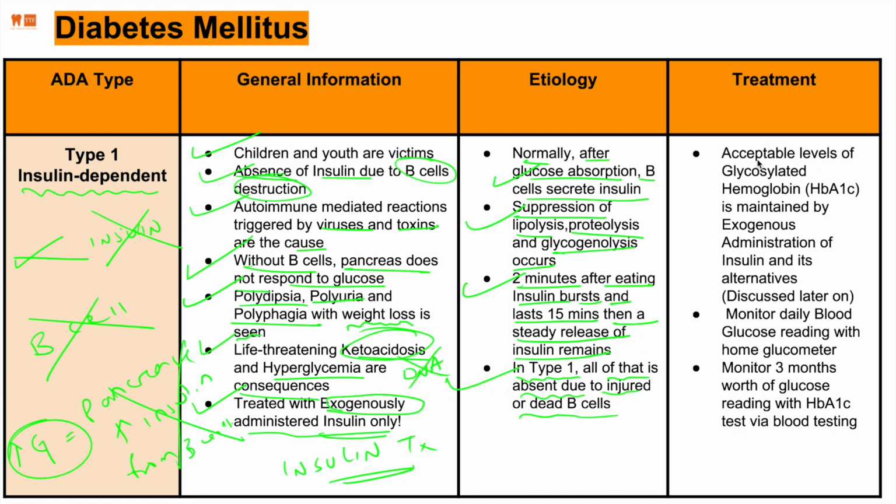So what's the treatment? Acceptable levels of glycosylated hemoglobin, which is HbA1c levels. We'll get to this as well. It's only maintained by exogenous administration of insulin, and of course its synthetic alternatives. And there's an entire section, a long note on insulin coming up. So we must monitor daily blood glucose readings with a home glucometer. However, monitoring 3 months' worth of glucose through HbA1c is much, much more important.